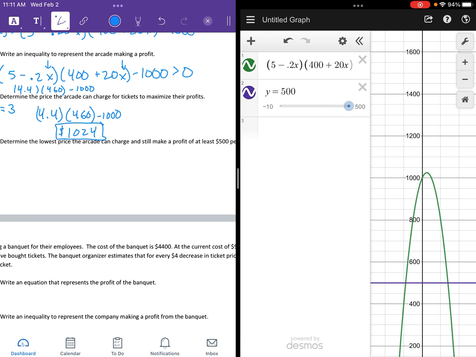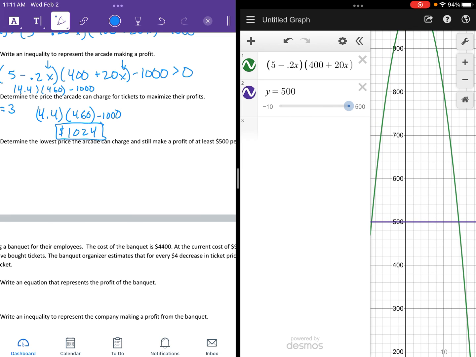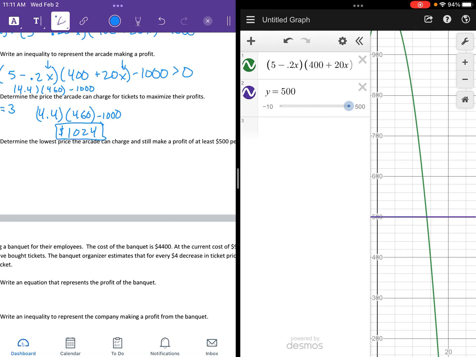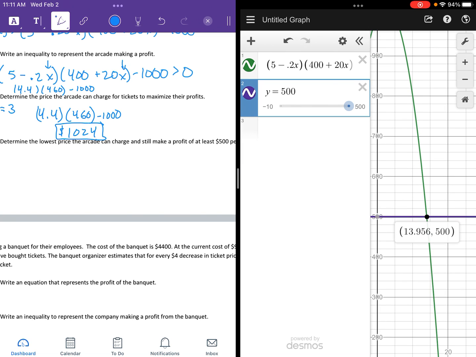Okay, and what we're going to see here is this purple line on the green line. So we want to know what's the lowest price the arcade can charge. So we're going to look for this intersection point. All right, it's 13.956. Now this is the issue.